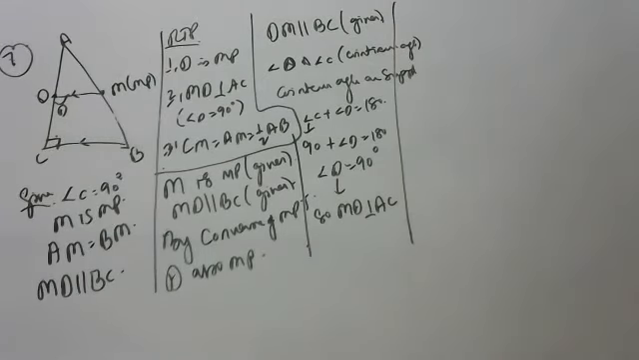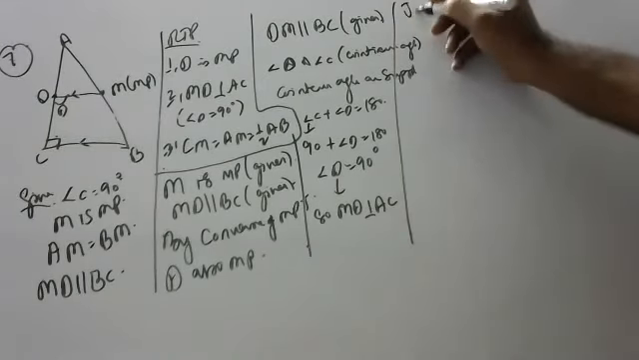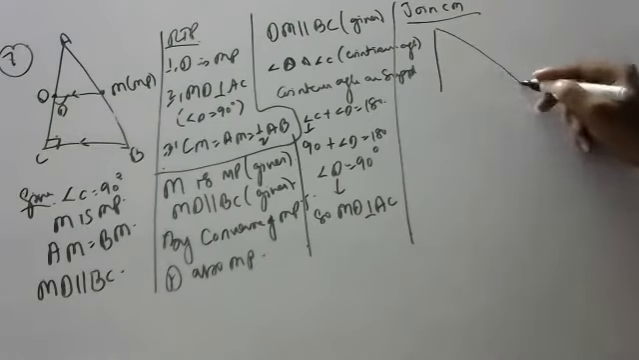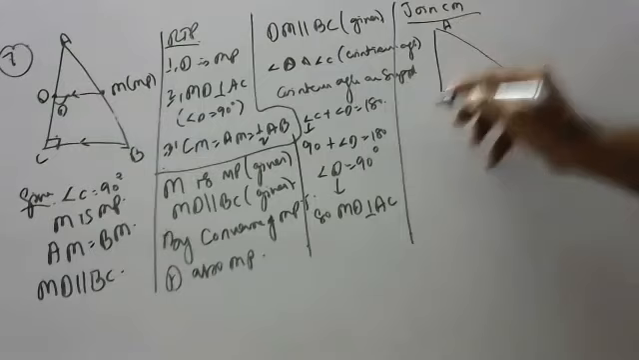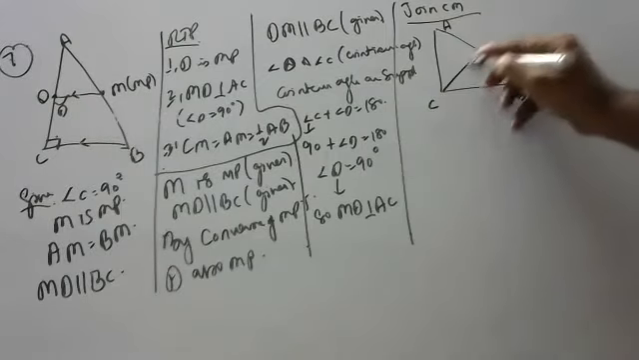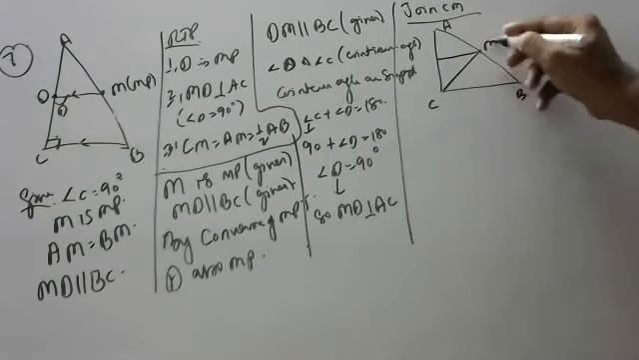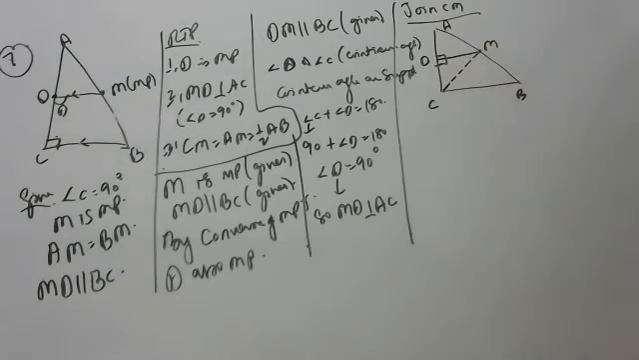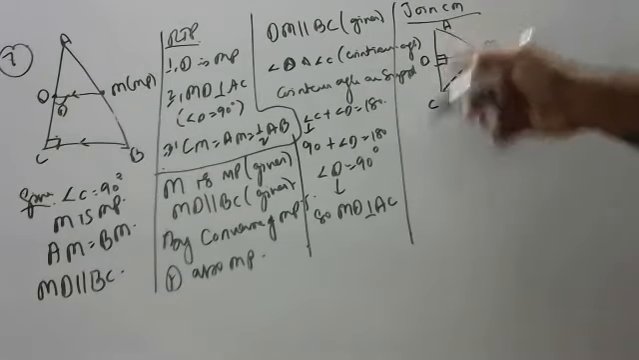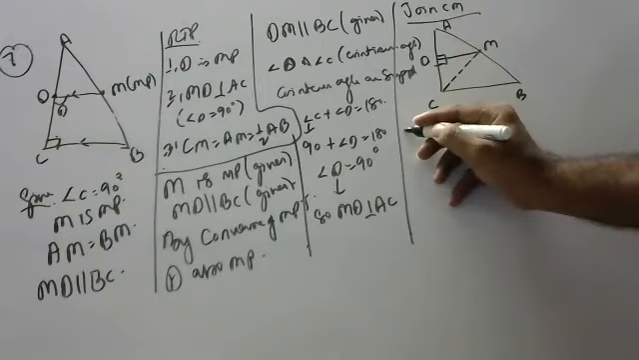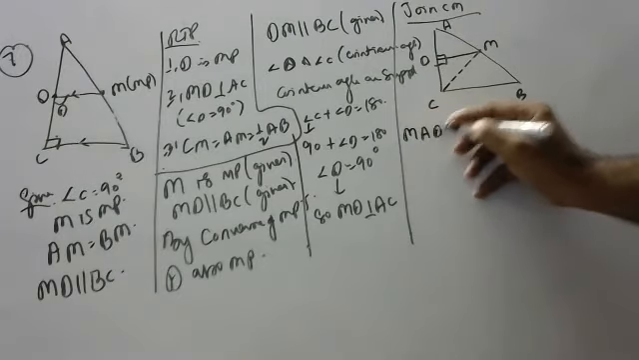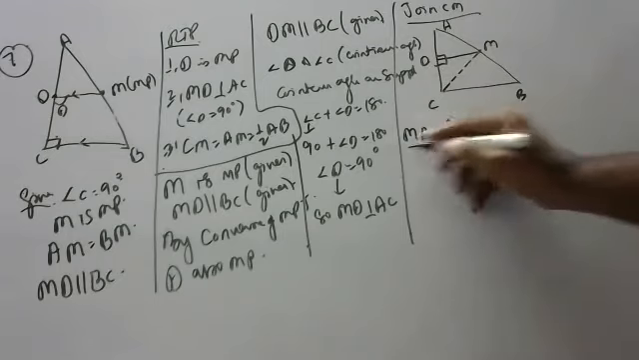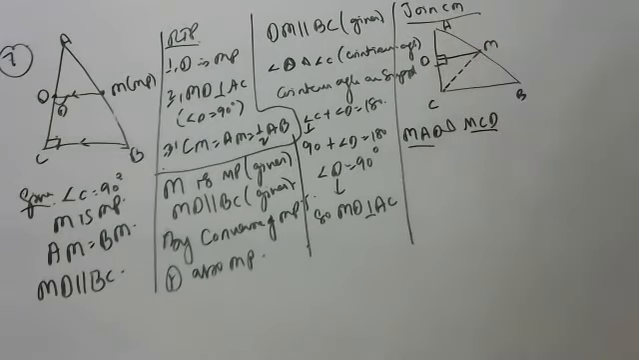Last proof. Join CM. Children, when you join CM, it looks like this. Yes, children, there are two triangles. One is MAD, another one is MDC.